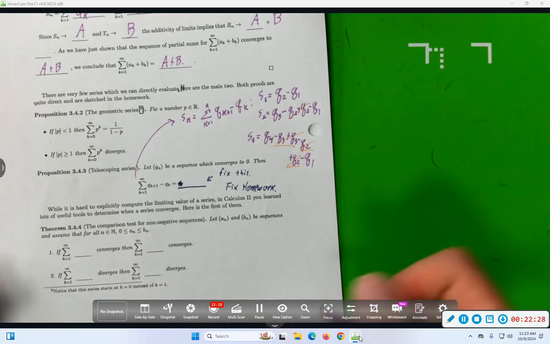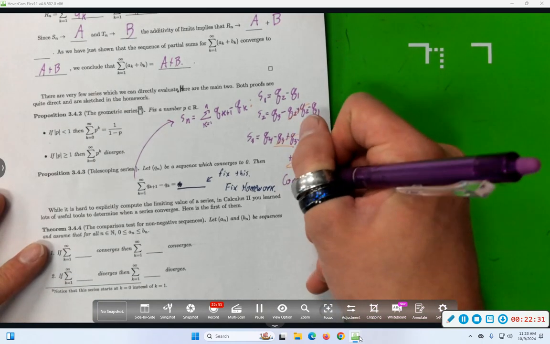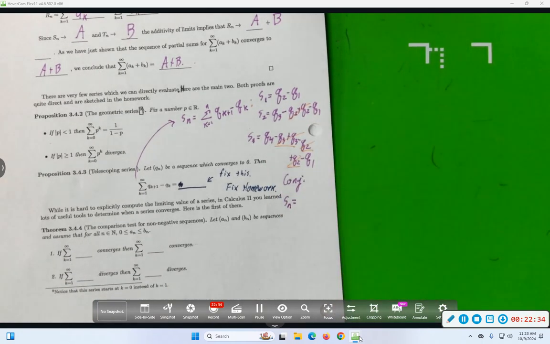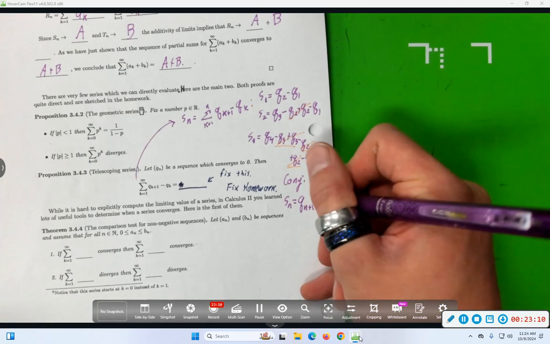Let's make a conjecture. What do you think Sn simplifies to in general? So let's see, S1 was Q2 minus Q1. S2 was Q3 minus Q1. S3 was Q4 minus Q1. What do you think S5 will be? Yeah, Q_{n+1} minus Q1. Cool.